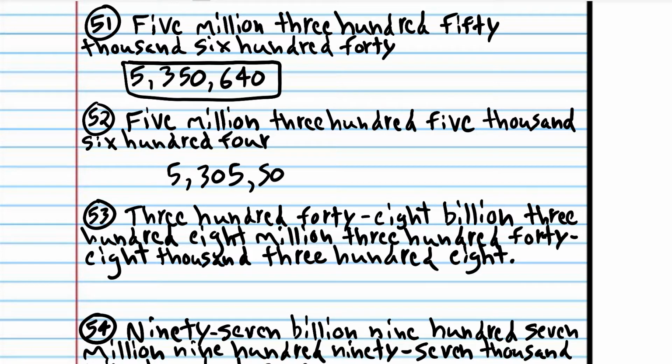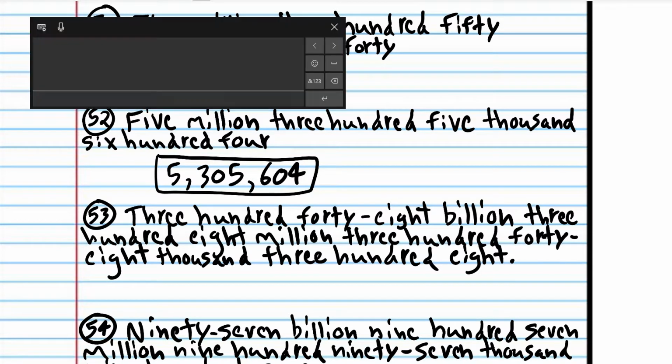5,305,604. Again, 5,305,604. So this number is almost exactly the same as the number in problem 51, except instead of saying 5,350,640, instead of saying 50 and 40, we're saying 5 and 4, you see? It's really easy to get mixed up there.